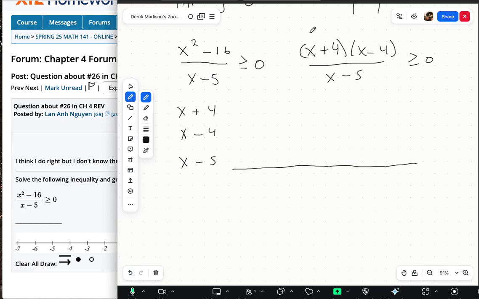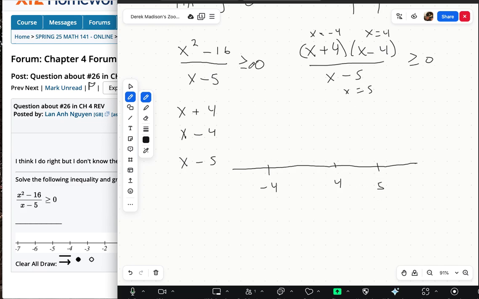So I'm going to have zeros at x equals negative 4, x equals 4, and x equals 5. And so I'm just going to put 3 marks on here that are not spaced accordingly, but they'll be easy to keep track of because I want them mashed together. And so I have a 0 at negative 4, I have a 0 at 4, and I have a 0 at 5.